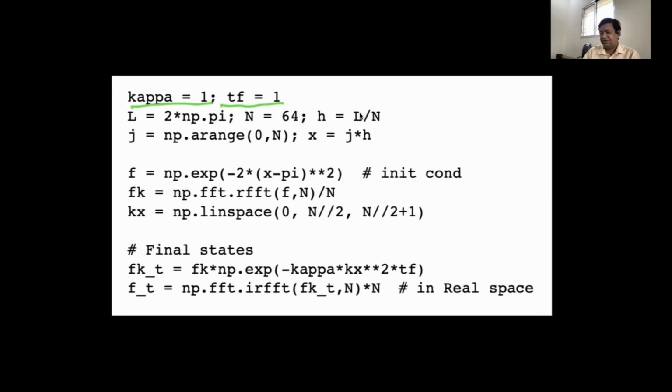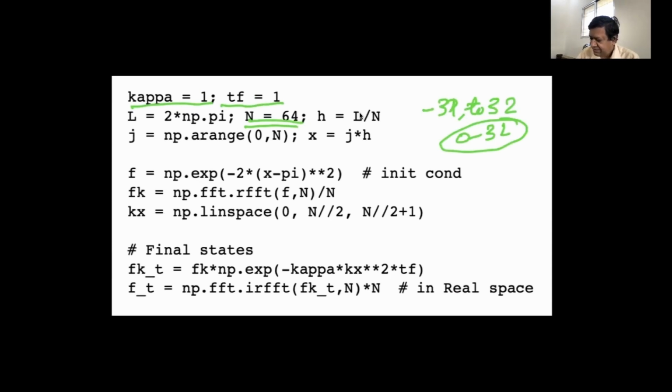We choose N equals 64. That means Fourier modes will go from minus 31 to 32. So that is a Fourier mode. Since phi is real, in the computer we'll save k from 0 to 32. So we'll use RFFT, the real Fourier transform.